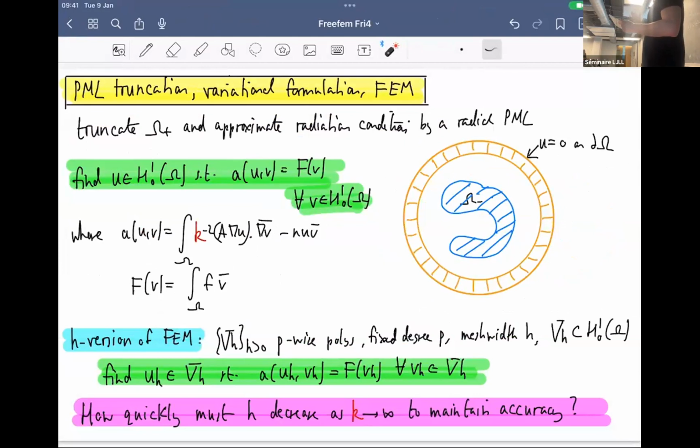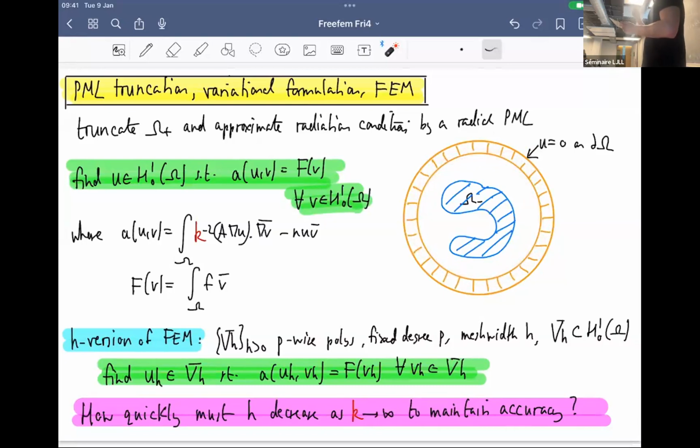Okay, so this question of how to truncate the domain is really classic, and we're going to truncate with a PML, a perfectly matched layer. What you do is you introduce some boundary, which I've drawn as a circle but doesn't need to be, and then in some annulus around that boundary, you change the coefficients of your Helmholtz problem. If you do this in a clever way, then the solution inside the boundary is very close to the restriction of your Helmholtz solution to that domain.